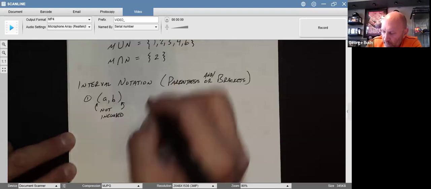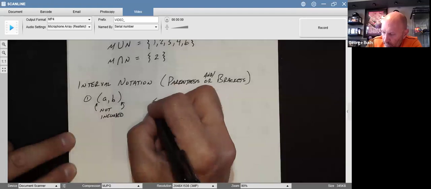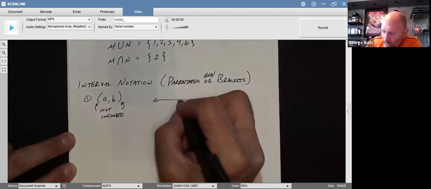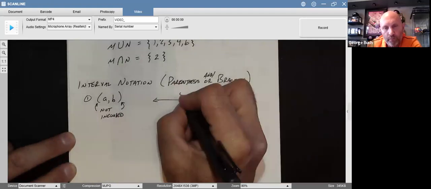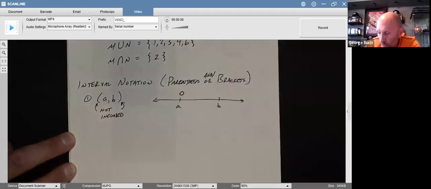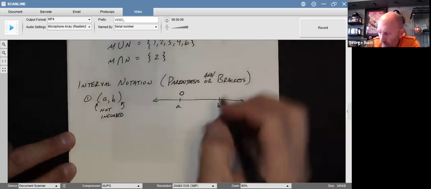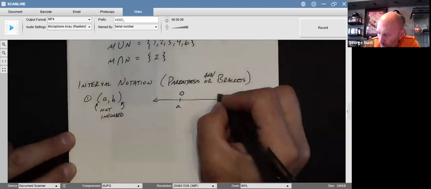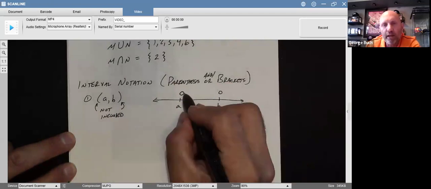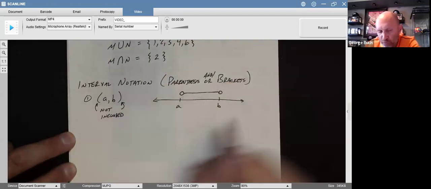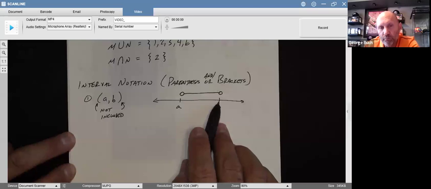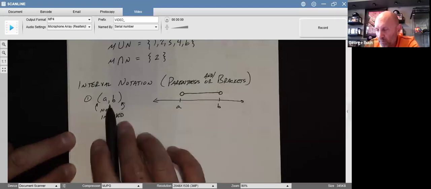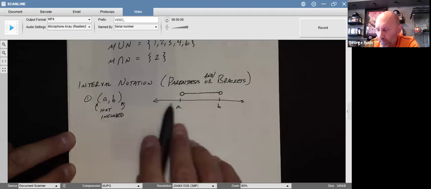And so the way we write that on a number line, when I have parentheses and it's not included, it gets an open circle. So that's my notation that A is not included. B is not included, so it has an open circle, but I connect them with a line. So everything between here is part of this interval notation, but the endpoints we do not include.